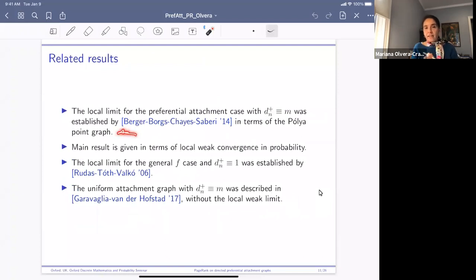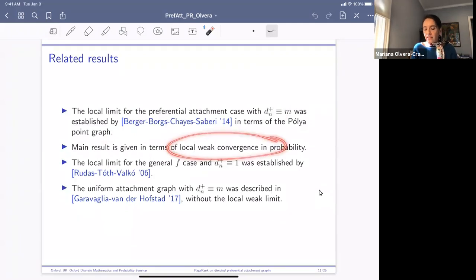The first thing that I said is, you might have seen the limit and it goes under a different name. The original proof for the case of the fixed out degree is the work by Berger, Borgs, Chayes, and Saberi in 2014. And the way that they describe the limit is something called a Polya point graph. This other approach is slightly different, but completely equivalent. It's a little bit more practical to think about it that way than in terms of the Polya point graph. So they are the same, just different ways of looking at the same object.